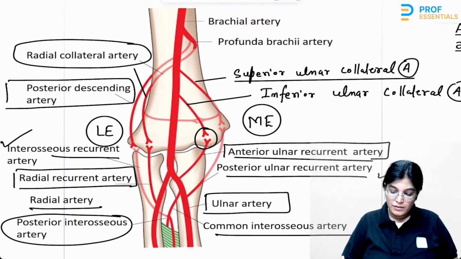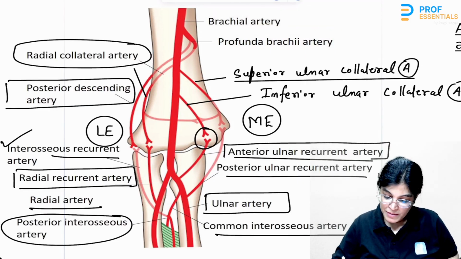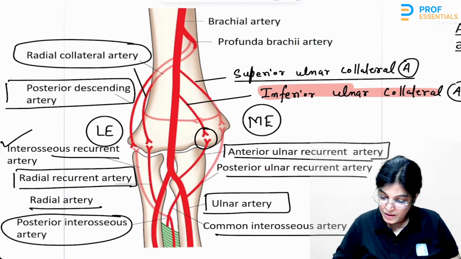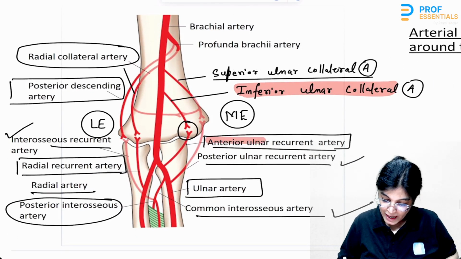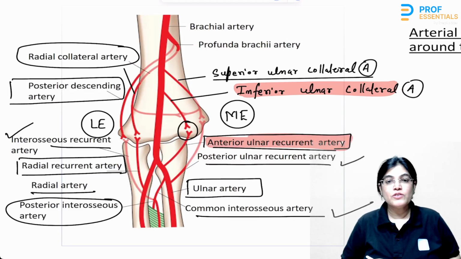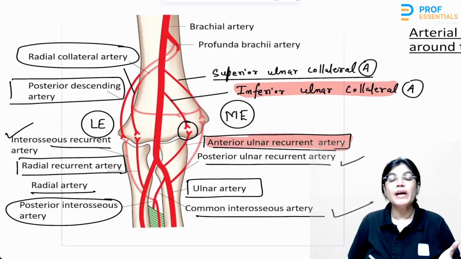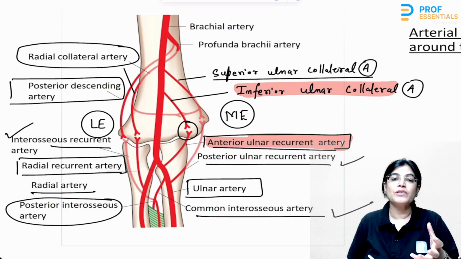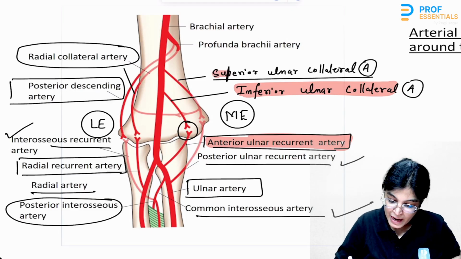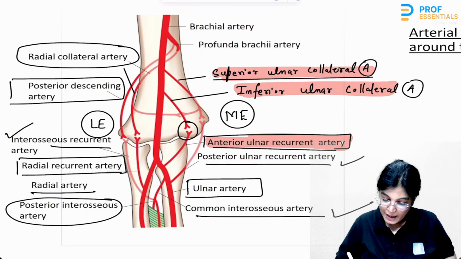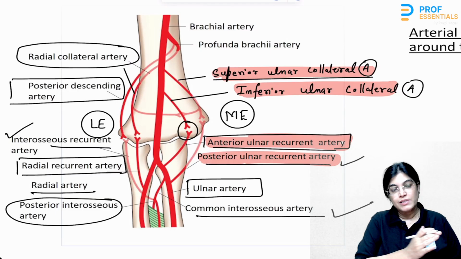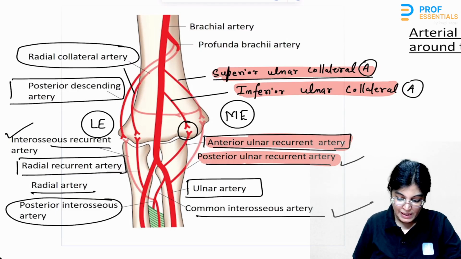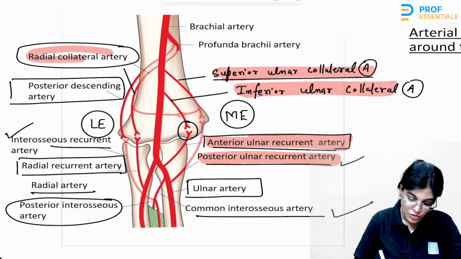Anterior to the medial epicondyle, it takes place between the inferior ulnar collateral artery, as you can see, and a branch from the superior ulnar collateral artery, with the anterior ulnar recurrent artery. And behind it takes place between the superior ulnar collateral artery and the posterior ulnar recurrent artery. Now coming to the lateral side.